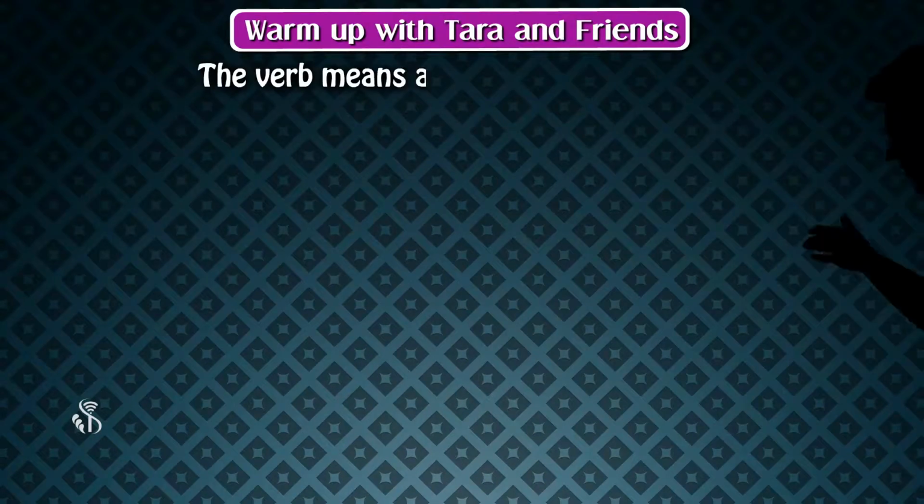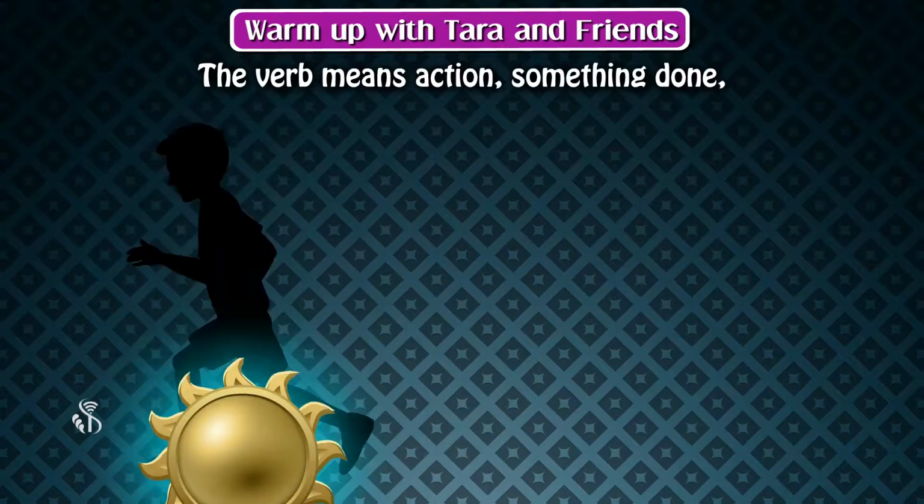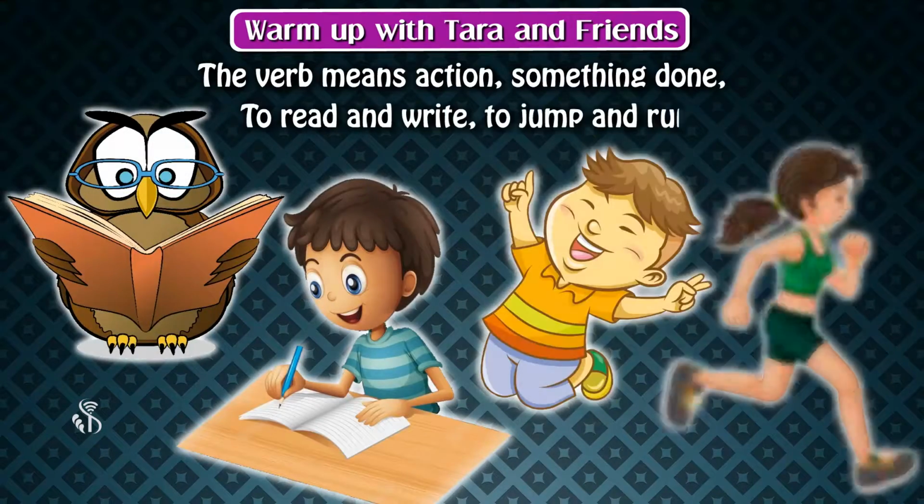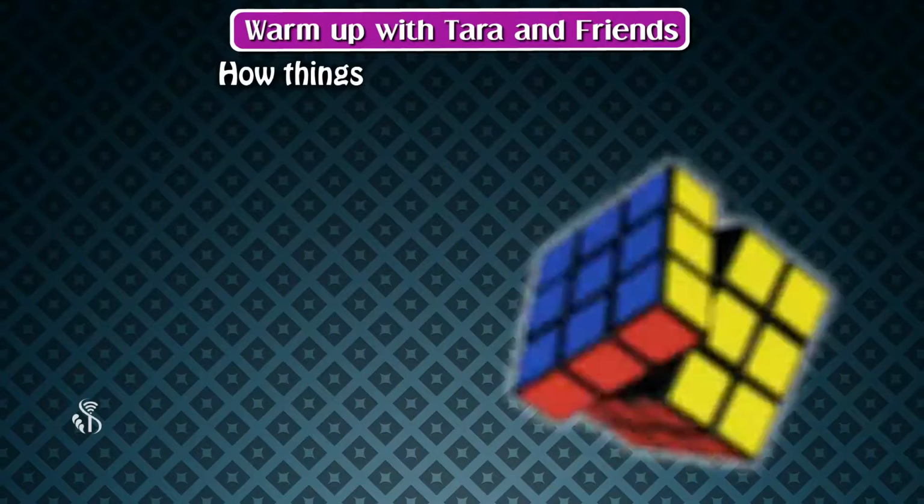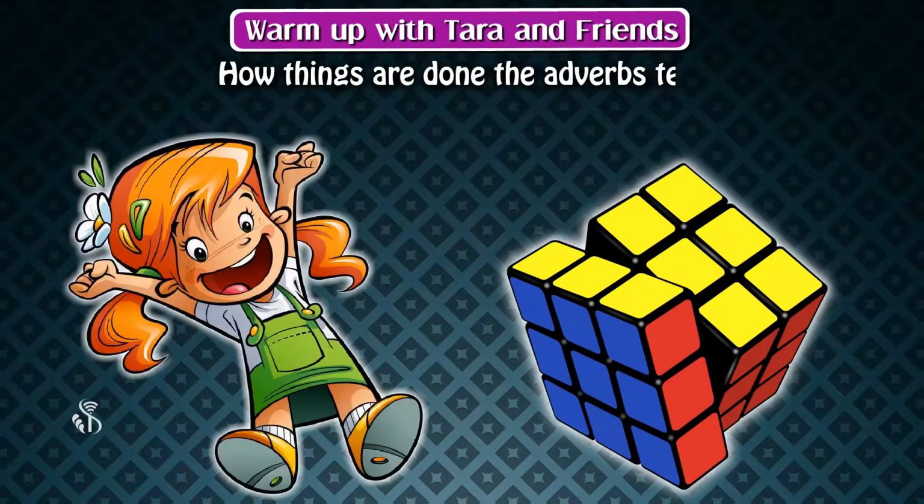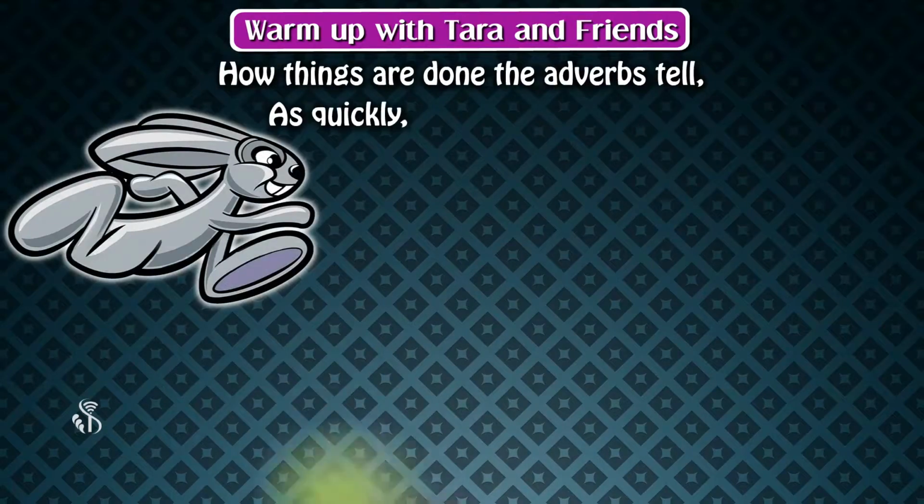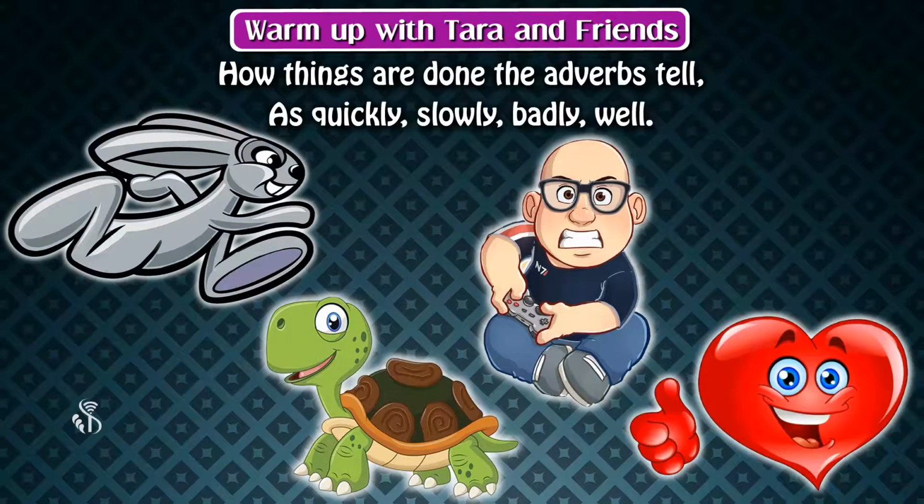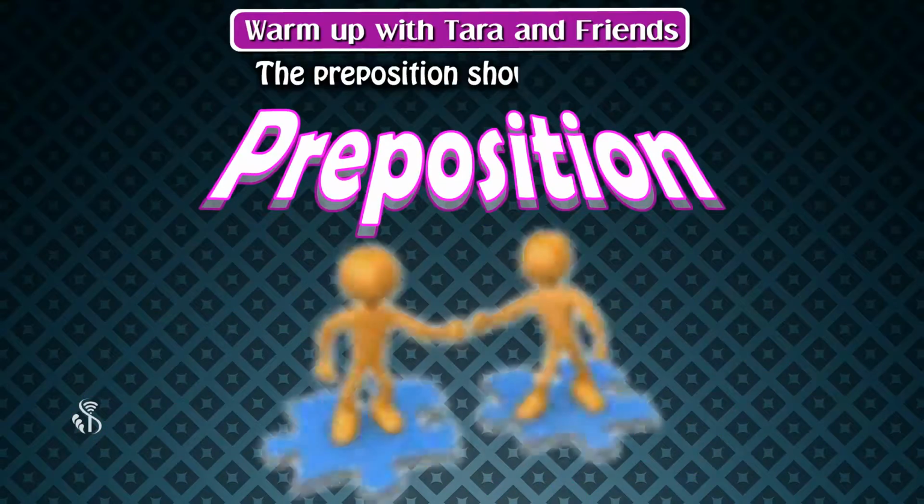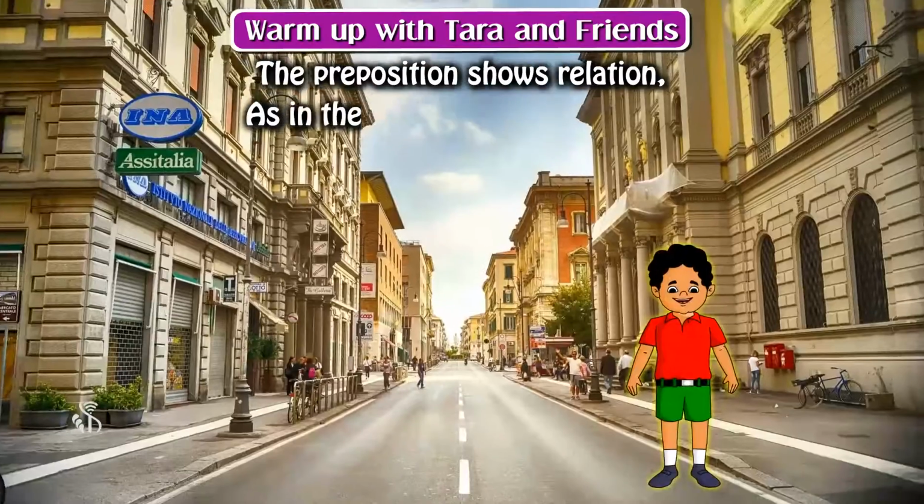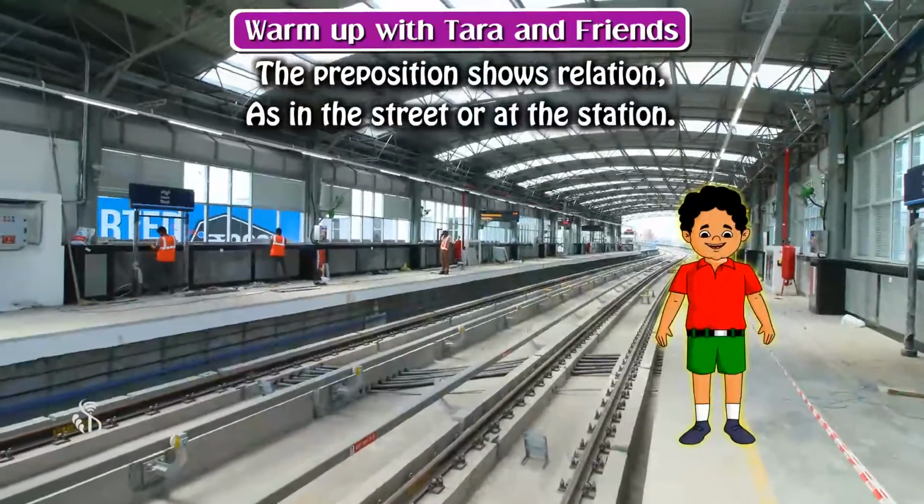The verb means action, something done, to read and write, to jump and run. How things are done, the adverbs tell, as quickly, slowly, badly, well. The preposition shows relation, as in the street or at the station.